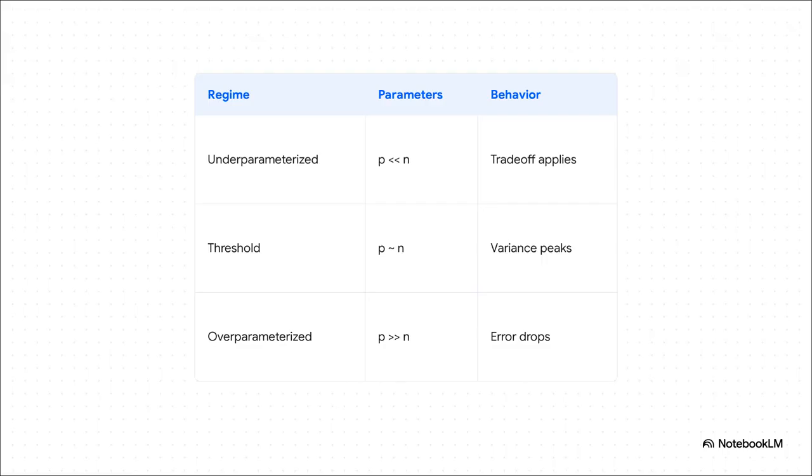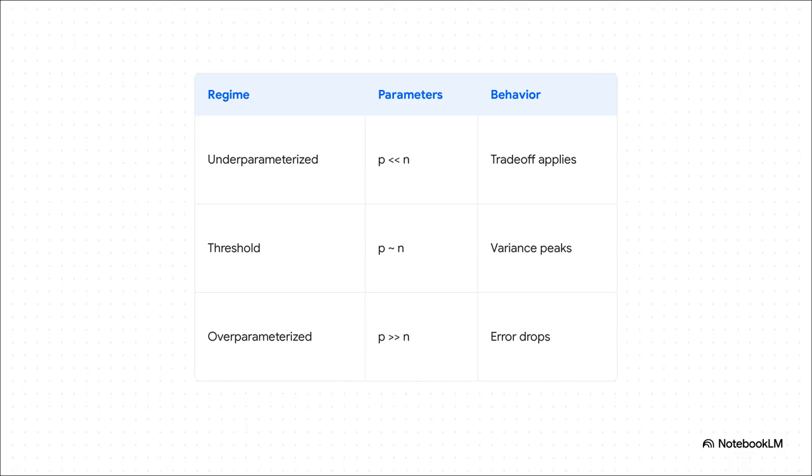Let's break down these three modern regimes. First, when you have far fewer parameters than samples, the classical trade-off applies perfectly. But look at that middle row, the interpolation threshold. This is where your model has just enough parameters to perfectly fit the training data. It's basically forced into a very specific, twisted, jagged solution just to thread through every single point. Because of that, variance absolutely peaks and test error wildly spikes.